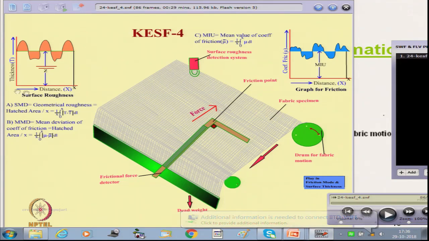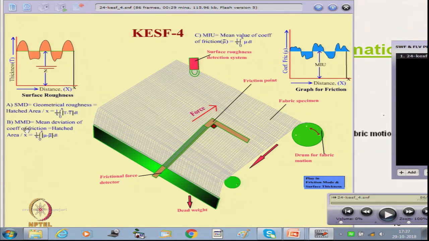On the x axis it is the distance travelled and on the y axis it is the thickness. The variation in thickness we can get from this curve, and the variation in coefficient of friction. On the x axis it is the distance travelled by the fabric, and on the y axis we directly get the coefficient of friction if we know the normal force. So, we get the geometrical roughness value from the area of the hatched portion.